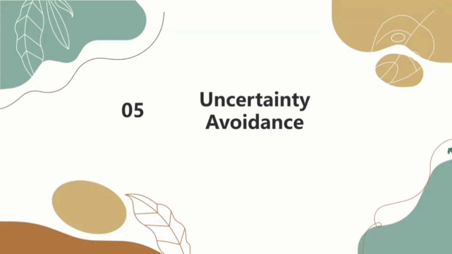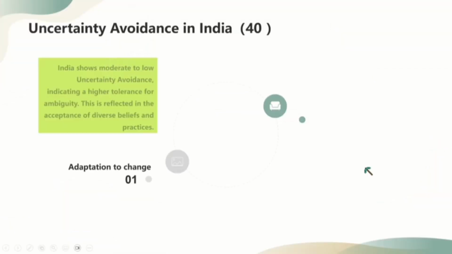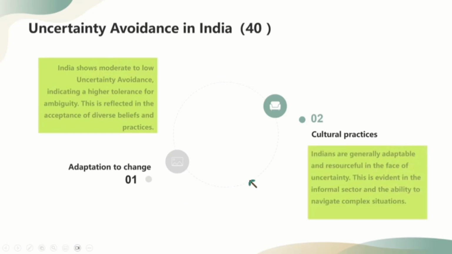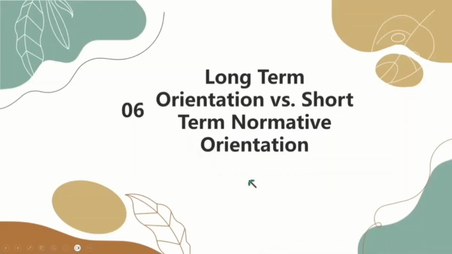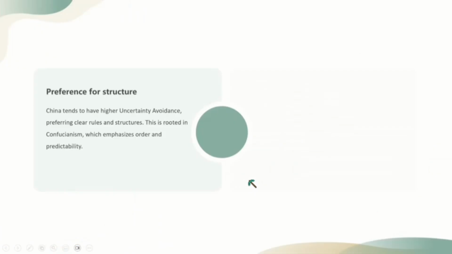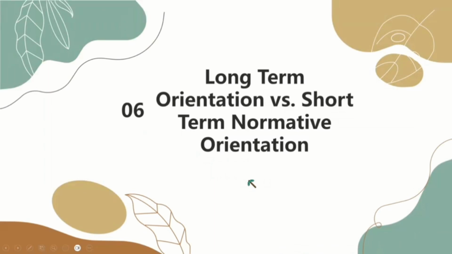Next, we come to uncertainty avoidance. In the movie, we see moderate uncertainty avoidance: Mahavir adapts training methods despite societal backlash. India tolerates ambiguity, seen in its diverse beliefs and informal economy. In China, high uncertainty avoidance prefers structure and predictability. Education and career paths are meticulously planned to minimize risks.